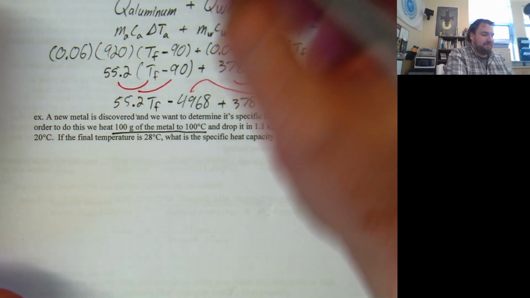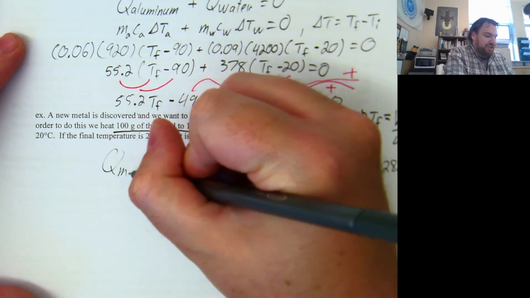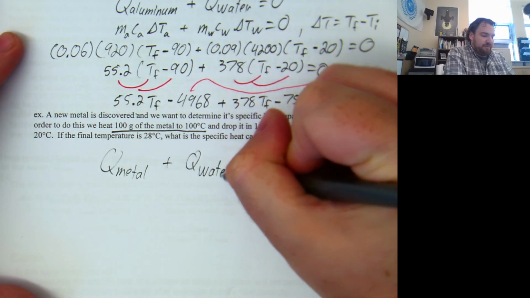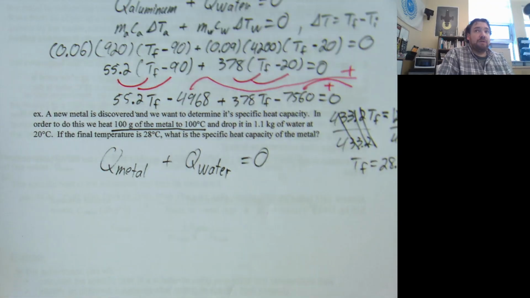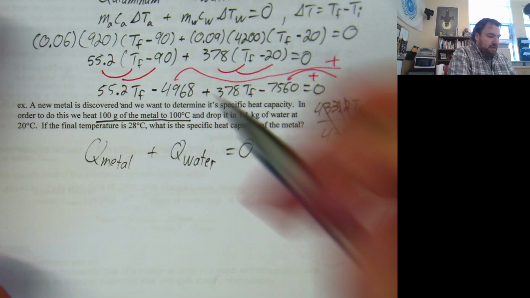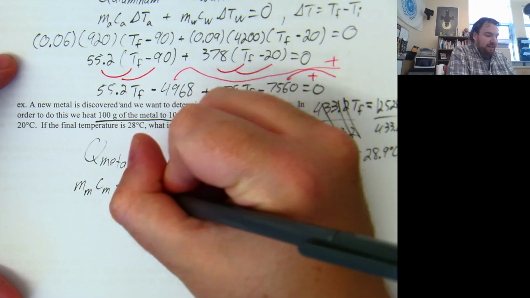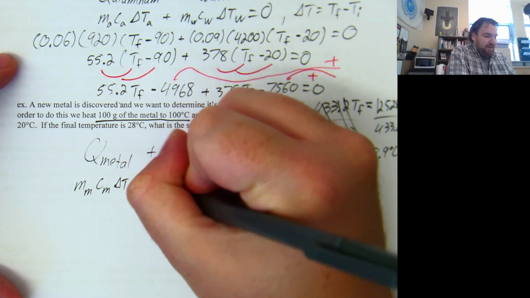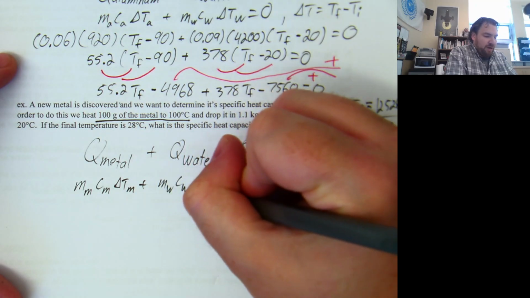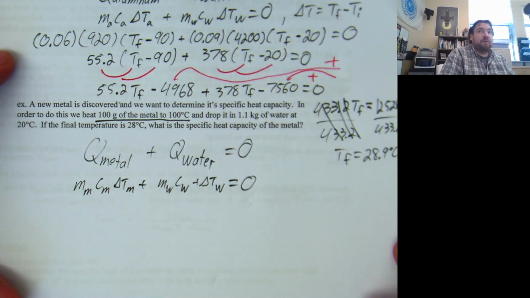Mixing starts here. The thermal energy of the metal plus the thermal energy of the water is going to equal 0, because all of the thermal energy from one is going to be given to the other. So we have the mass of the metal, the specific heat capacity of the unknown metal, and the change in temperature of the metal, plus the mass of the water, the specific heat capacity of the water, and the change in temperature of the water, equals 0.